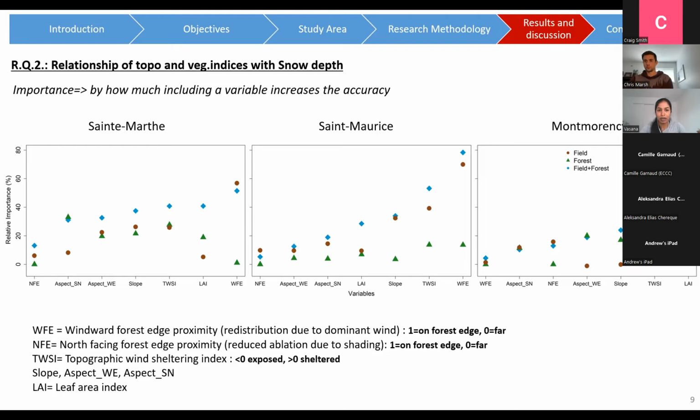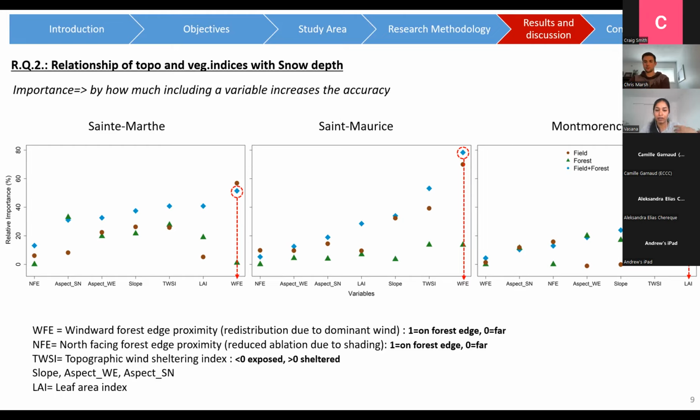So as you can see, in Saint Mark and Saint Maurice, these 2 agroforested sites, when we observe the combined landscape, that means the forest plus the field area, the windward forest edge proximity has the highest influence on the snow depth variability of these sites. That means including this variable improves the model accuracy by 60 to 80%, whereas in the boreal environment in Montmorency, leaf area index seems to be the highest influencing factor for the snow depth variability.